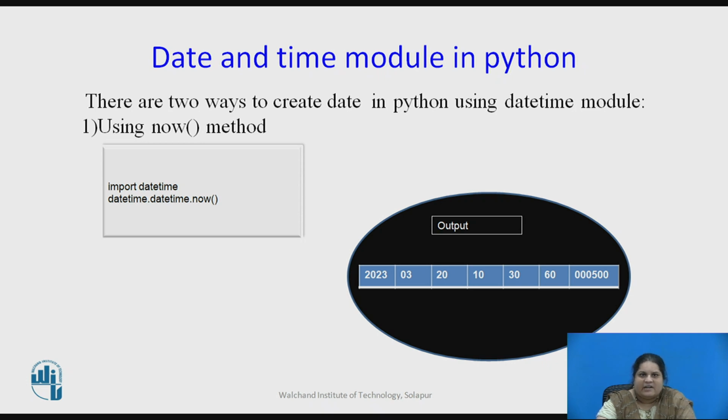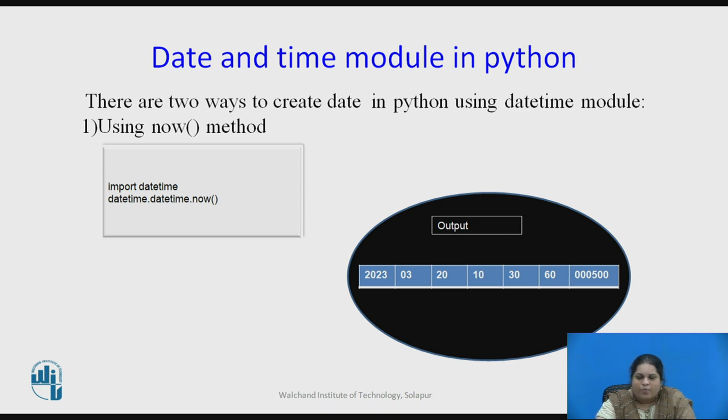So in the second line, if you observe, there is datetime, then datetime. The first datetime is for the module name, the next datetime is for the class name, then after that there is a method, that is the now method, present. So by using the now method, whatever the current time or date is there, that we can display.